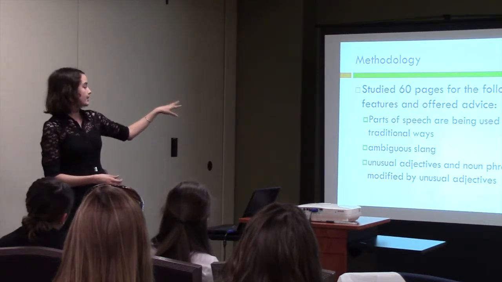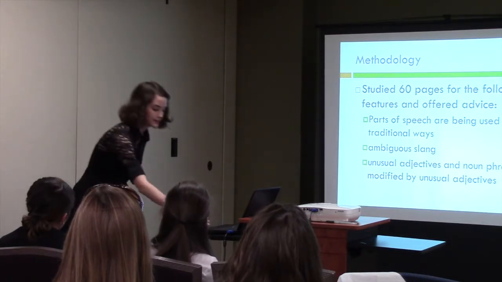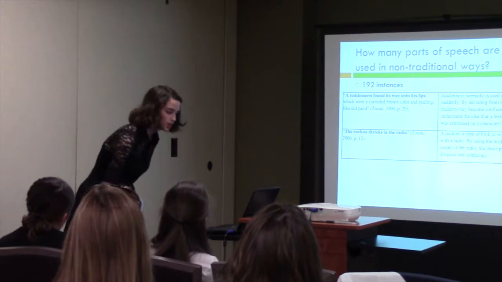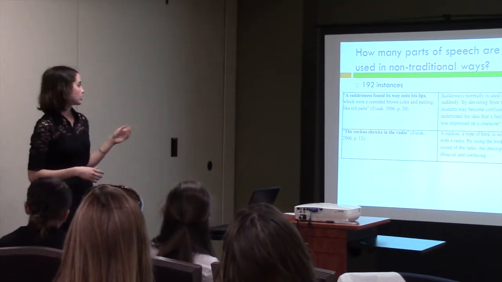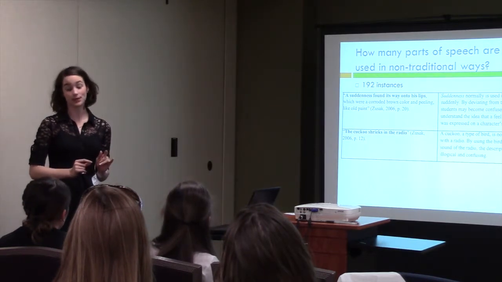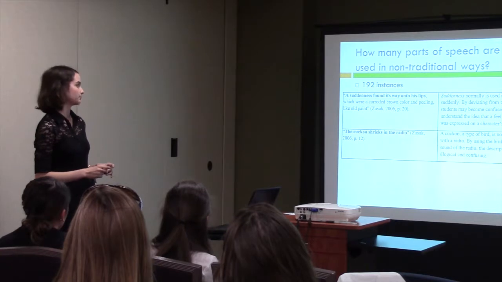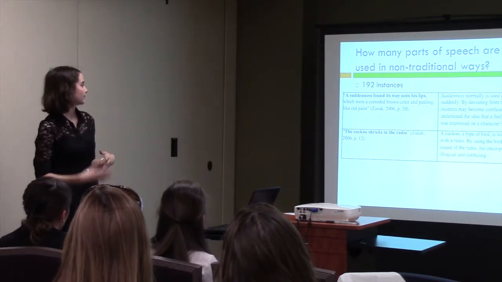So the first thing I looked for, again, was the parts of speech, the ambiguous slang, and then the unusual adjectives. So let's break it down for each of the 3. The first thing I looked for were those parts of speech used in unusual, non-traditional ways. I found 192 instances in 60 pages. That's pretty significant. That is a lot of examples. So I just picked out from my research 2 examples and threw them up on the board here.